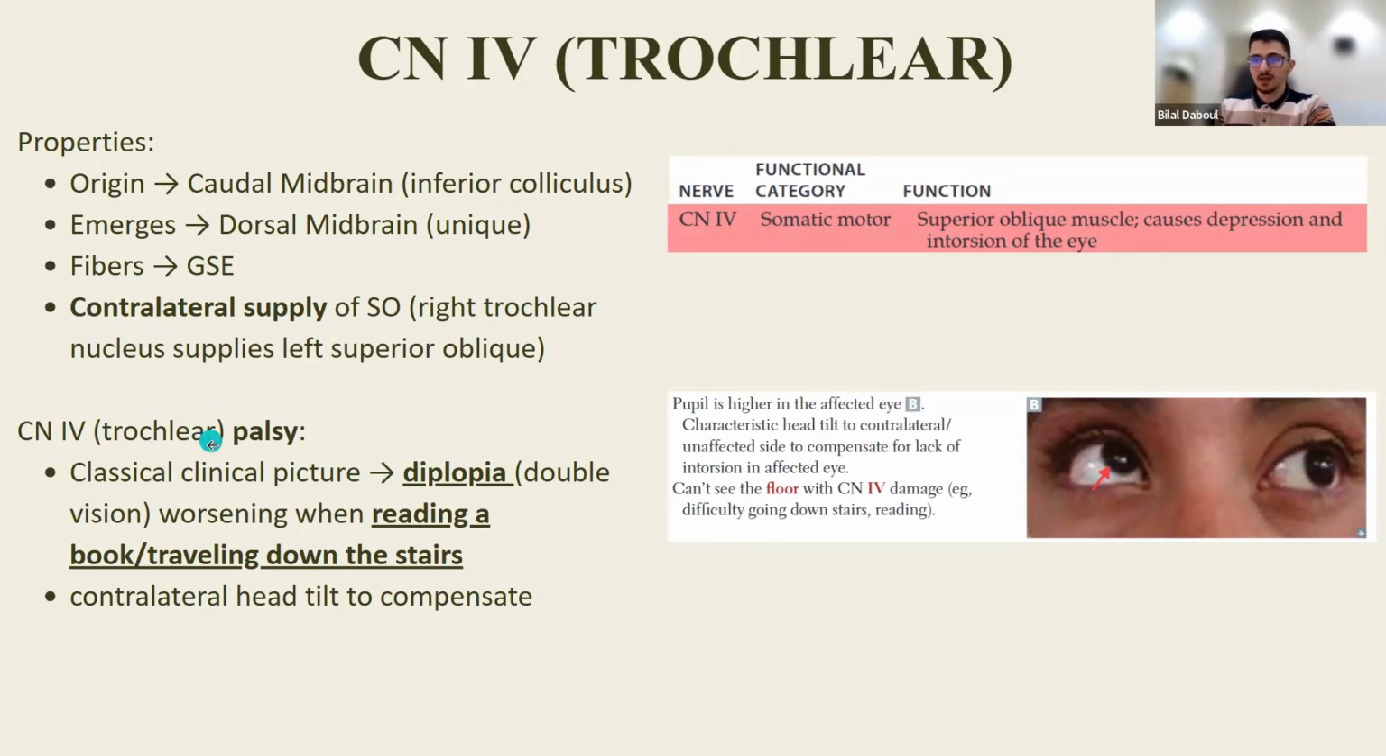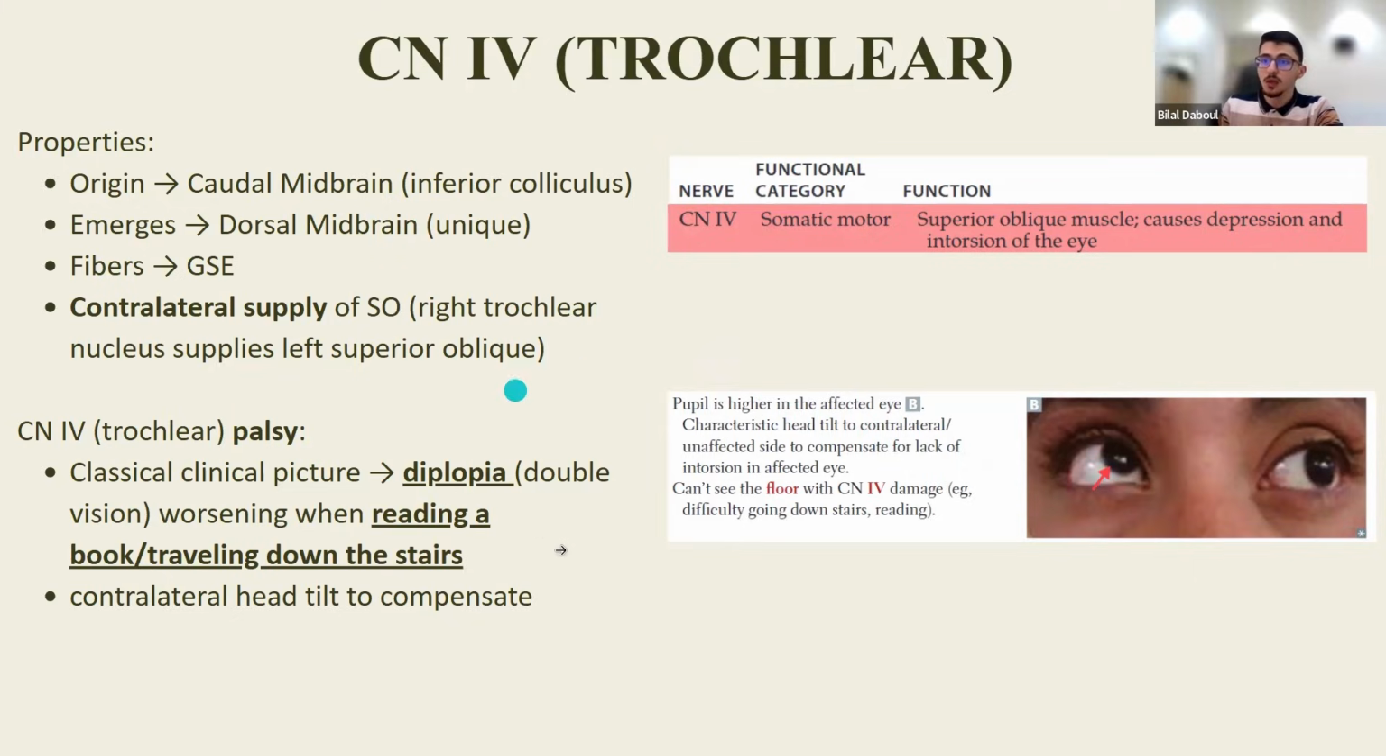For trochlear palsy, the classical clinical picture would be diplopia. When you see diplopia or double vision, you think immediately about the three cranial nerves that supply extraocular muscles, including the oculomotor, the trochlear, and the abducens. Okay, so classically in a case it would be described as double vision that is worsened when you try to read a book or you climb down the stairs.